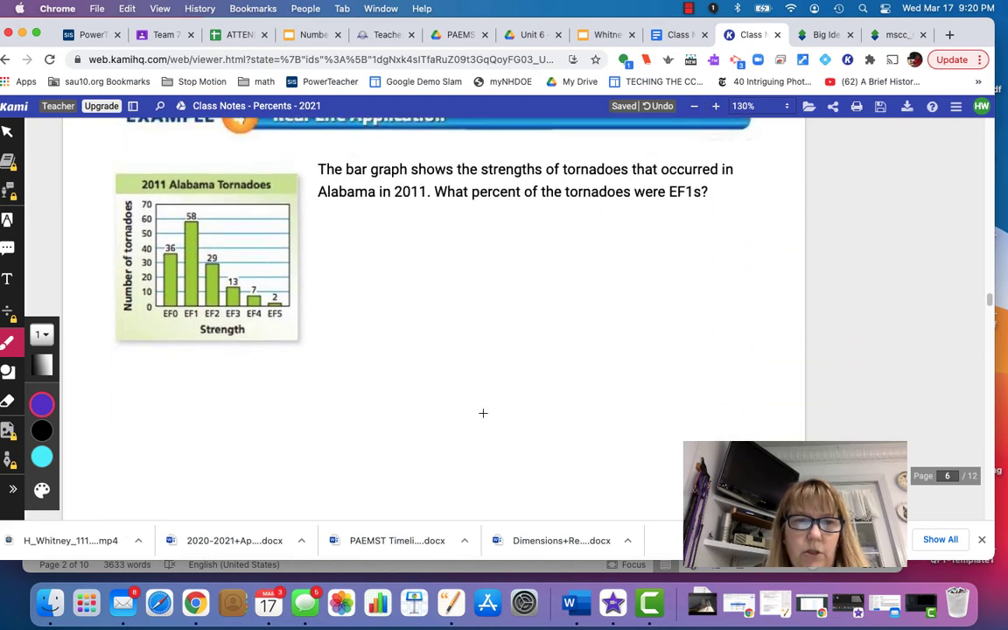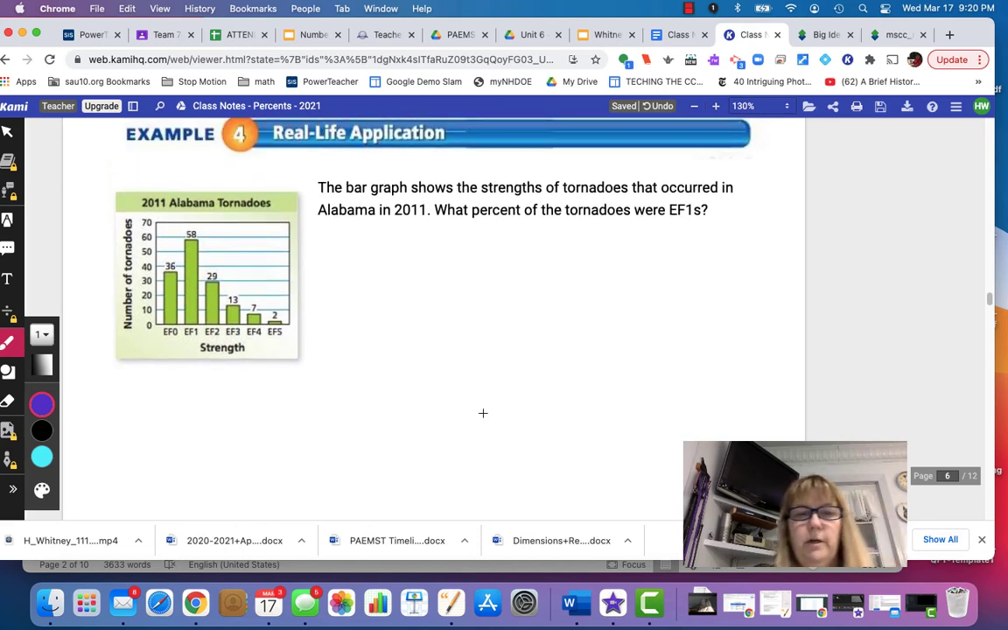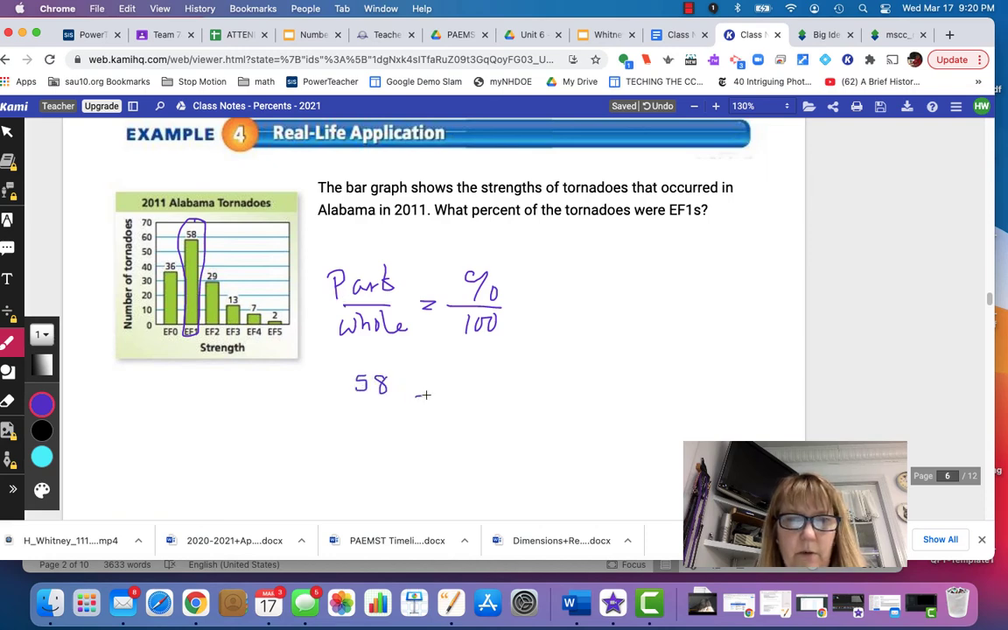So, real life applications. The bar graph shows the strength of tornadoes that occurred in Alabama in 2011. What percent of the tornadoes were EF1s? So we're going to do the percent proportion: percent over 100, the part, and the whole. Well, our part is the number of EF1s that occurred. And we know that there were 58 tornadoes that were EF1s. Our whole is all of those tornadoes added together.